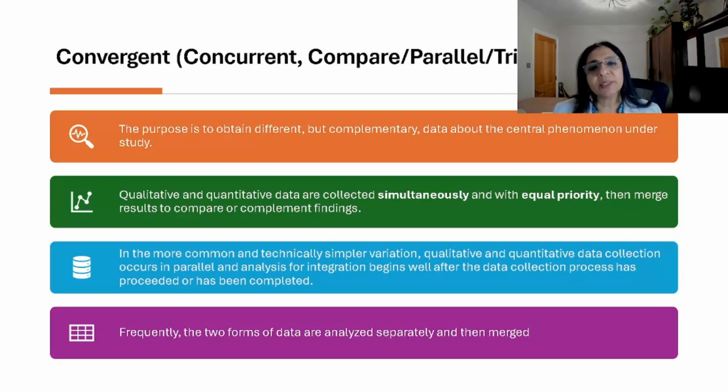Even that is important because in some designs you will see one type of data is more prominent over the other one. So then emerge results to compare or complement findings. In the more common and technically simpler variation, qualitative and quantitative data collection occurs in parallel, and analysis for integration begins well after the data collection process has proceeded or has been completed. Frequently, the two forms of data are analyzed separately and then merged.